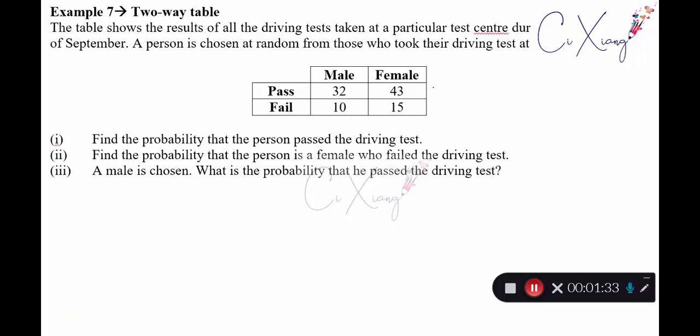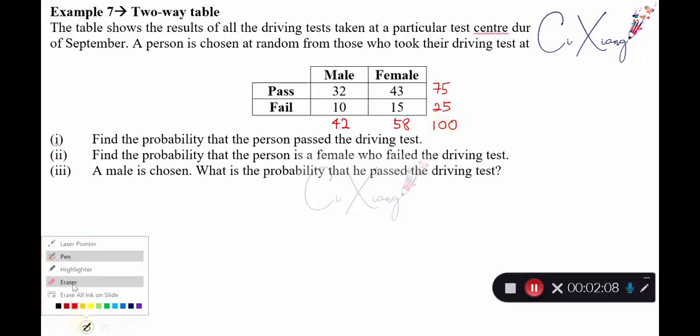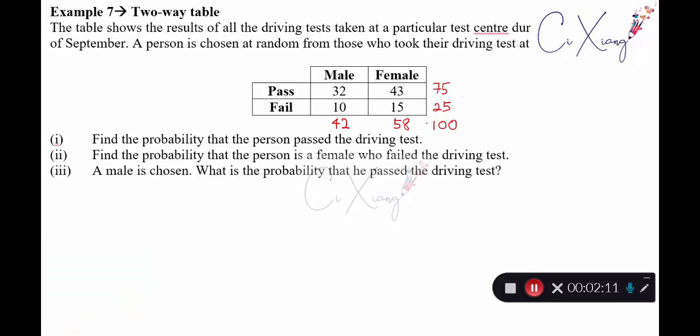To answer this particular question, at first you need to get the total for every single event. As an example, we need to get the total for male, which is 42. The total for female is 58. The total for pass is 75, and the total for fail is 25. And of course, you need to have the grand total, which is 100. Please take note that the 100 here, usually I call the grand total.